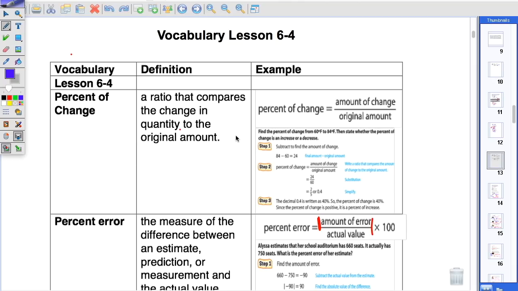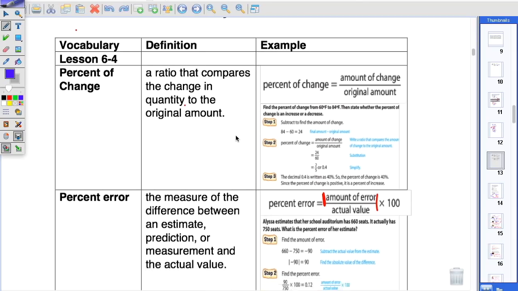And then I have an example that was taken from the book, which shows us how to find the percent of change if it went from 60 degrees Fahrenheit to 84 degrees Fahrenheit. So there's an example to go along with that. We'll talk more when we get into the lesson.